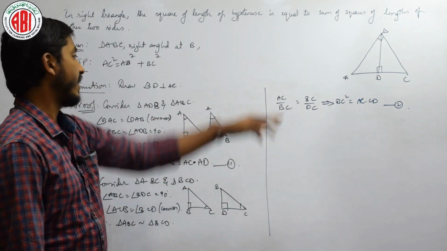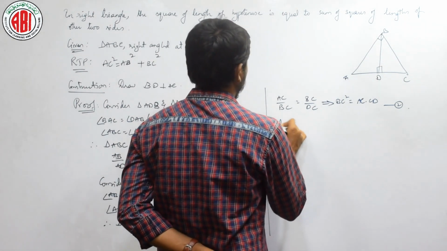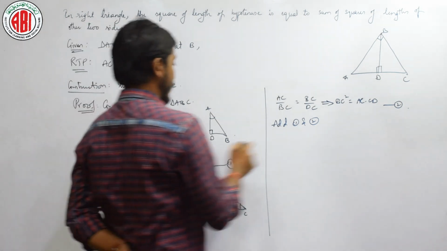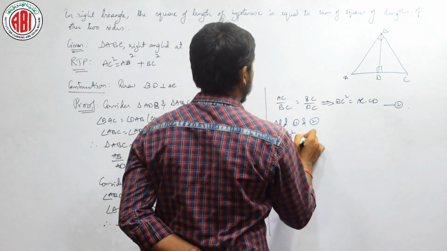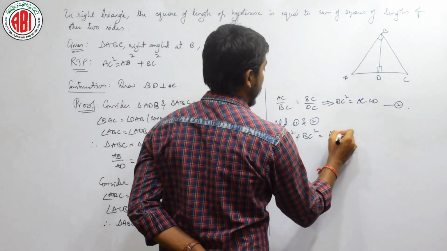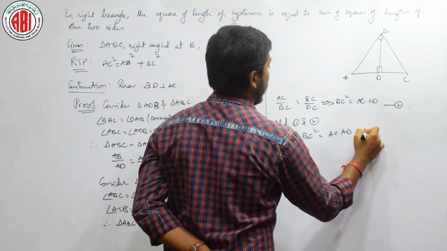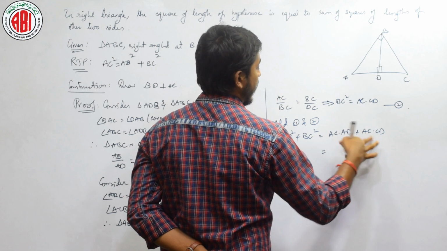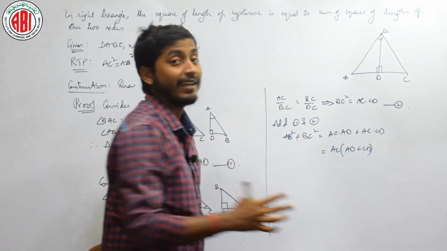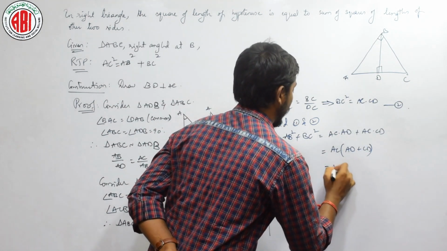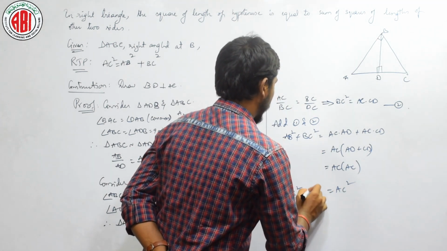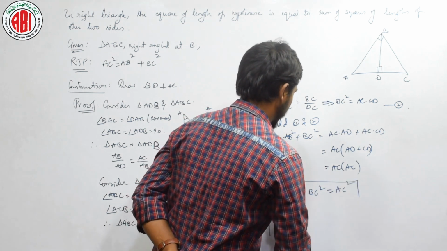Now let us add the first and second. What we will get? Add 1 and 2. What did we get in the left hand side here? That is AB square plus BC square, and here it is AC into AD plus AC into CD. Let us take AC common here. What we will get? AD plus CD. What is AD plus CD again? That is nothing but our AC, that is equal to AC into AC, that is equal to AC square. This is Pythagoras theorem, RTP.